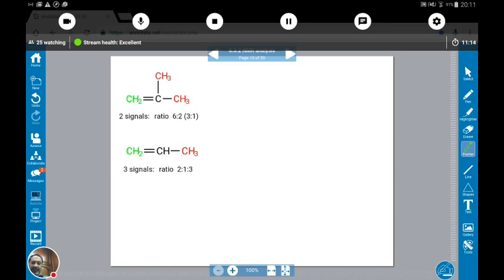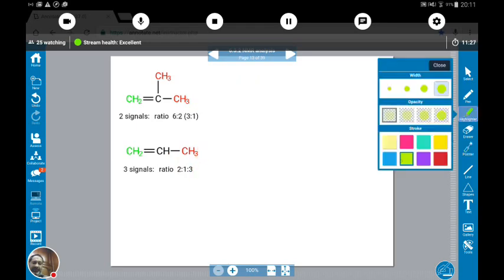2 hydrogens here, plus the 1 is 3, plus another 3 is 6. The ratio is 2, which is that one. 1 hydrogen is that one, and the 3 hydrogens are that over there. Let me just highlight them in.